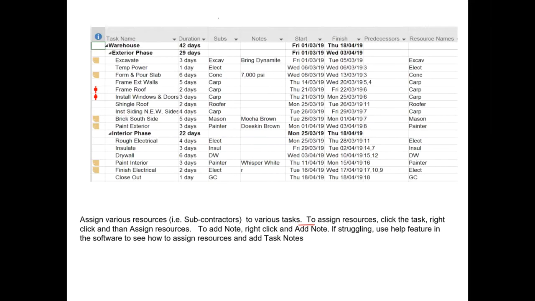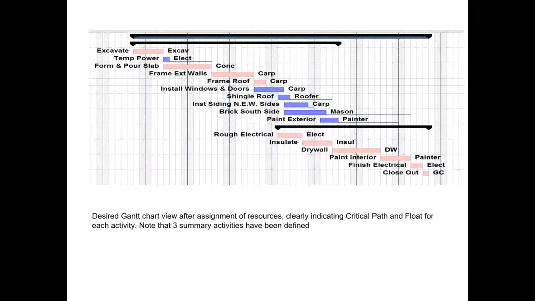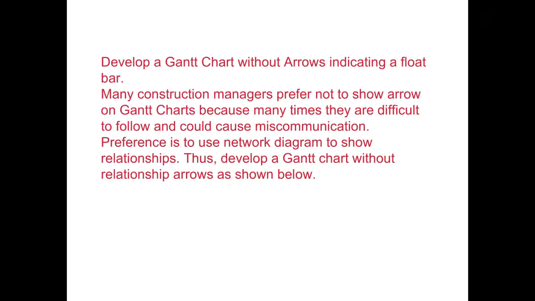So there is a version of this file which is available. It is always good to do one problem manually and then maybe compare your approach to the computer. So here is a desired Gantt chart view after assignment of resources, clearly indicating critical path and float for each activity. So here we have defined three subsequent activities.